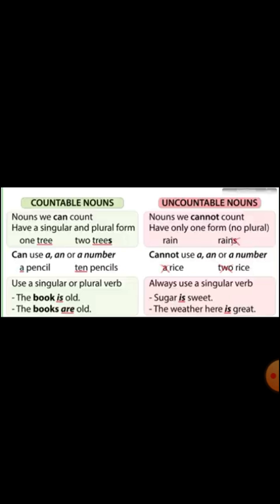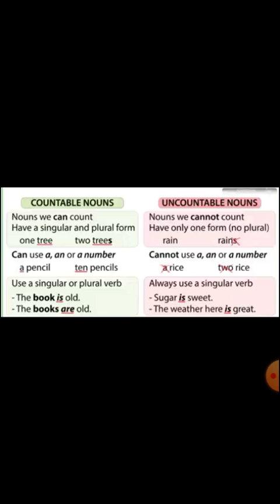Next, in countable nouns, we can use a, an or a number. For example, a pencil, 10 pencils. In uncountable nouns, we cannot use a, an or a number. We can't say a rice, and we can't say 2 rice.